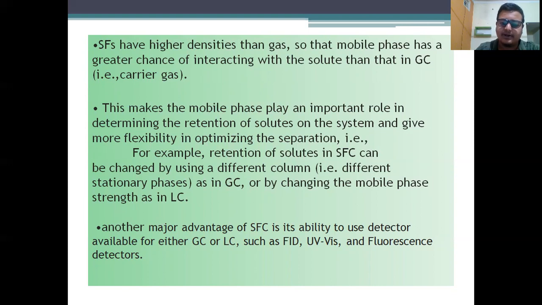So it gives a wide range of selectivity in both. We can use either the gas chromatographic method or liquid chromatography. And one more advantage of supercritical fluid is the ability to use a wide range of detectors. Here also we can select the detectors of gas chromatography, or we can use the detectors employed in liquid chromatography, such as FID detectors, UV visible detectors, fluorescent detectors, etc.